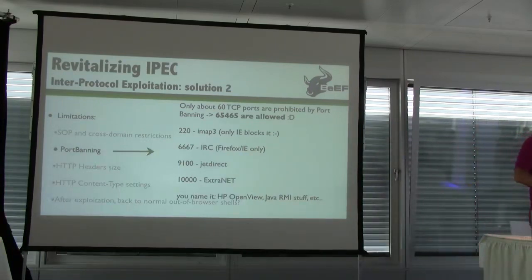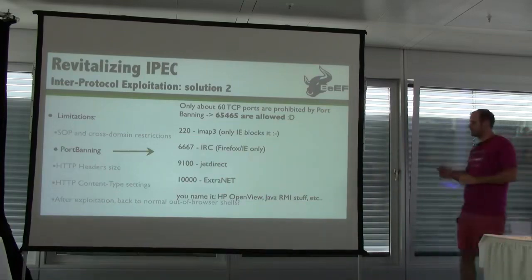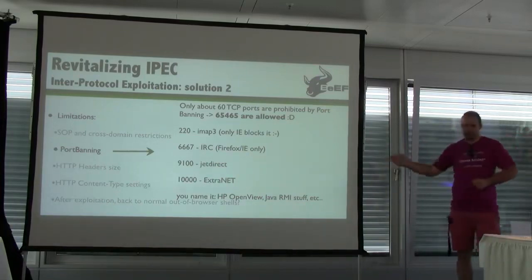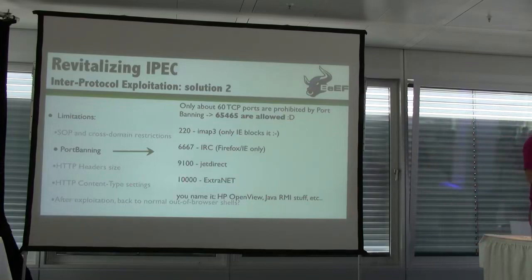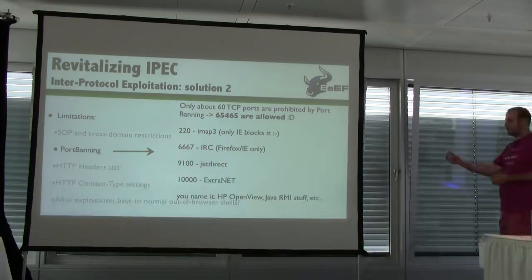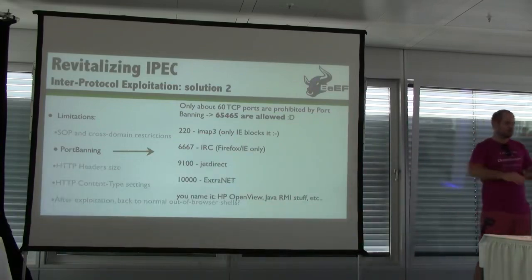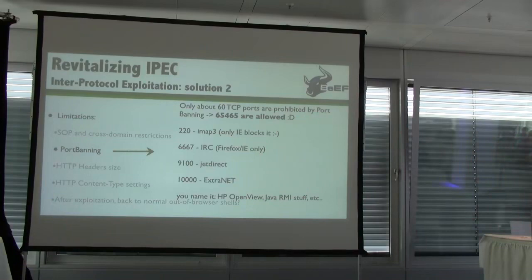IMAP3 is not really used, but still there are people that are binding this port, and that's blocked only by Internet Explorer. Other ports, you know that there are a lot of services that are listening on high ports, like Java RMI, HP OpenView. JetDirect is basically every HP printer or Canon. They have this port. You connect with Netcat and you send the stuff you want. So you can basically do it also from the browser, and other ports.